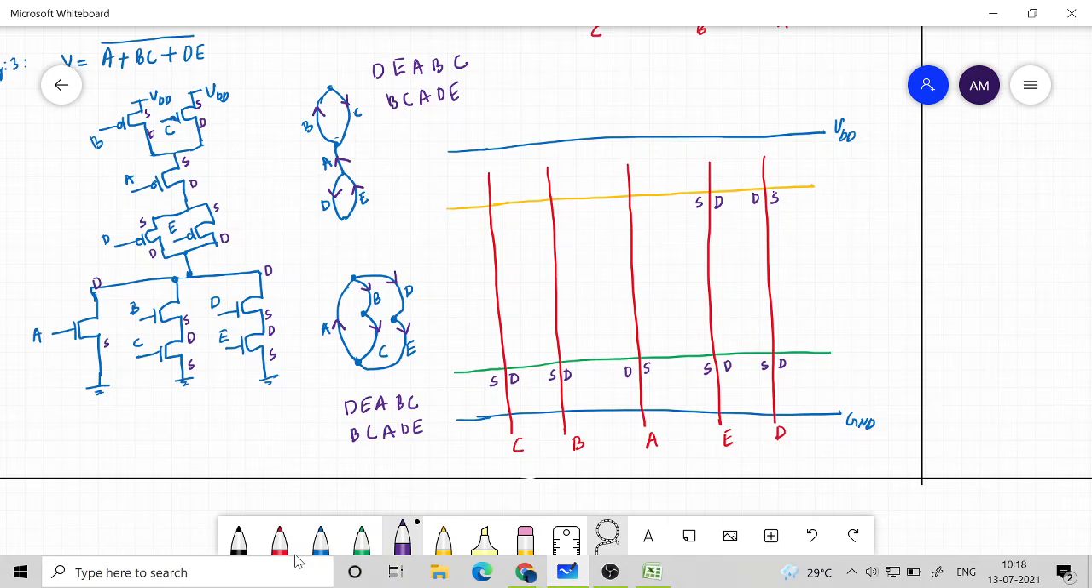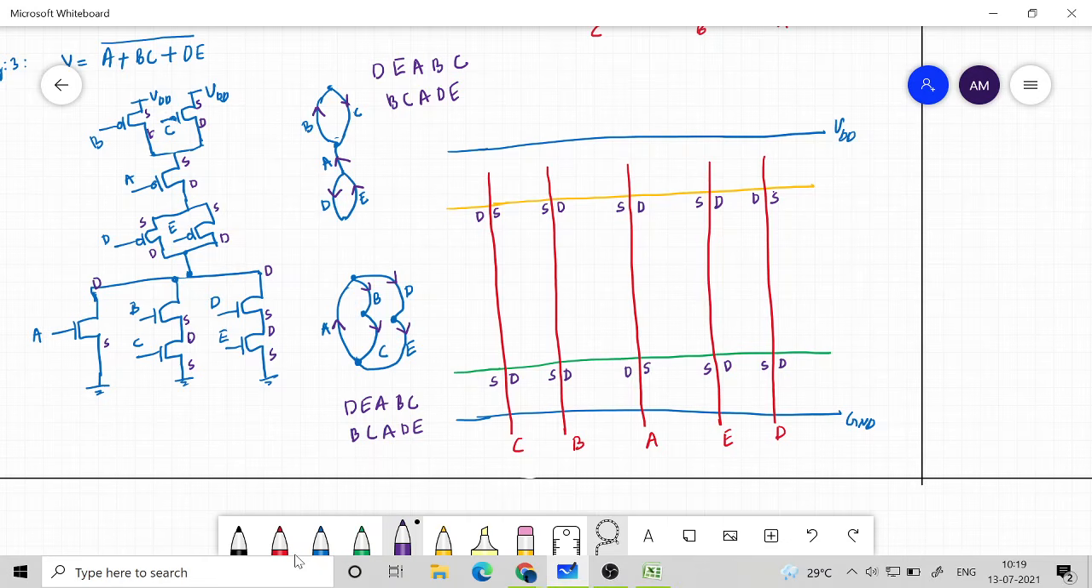Okay, the source of E is shared with the drain of A, and then this becomes the source. Now that is shared with either B's drain, so this will be source, and this will be source, and this will be drain. Okay, so we have succeeded.